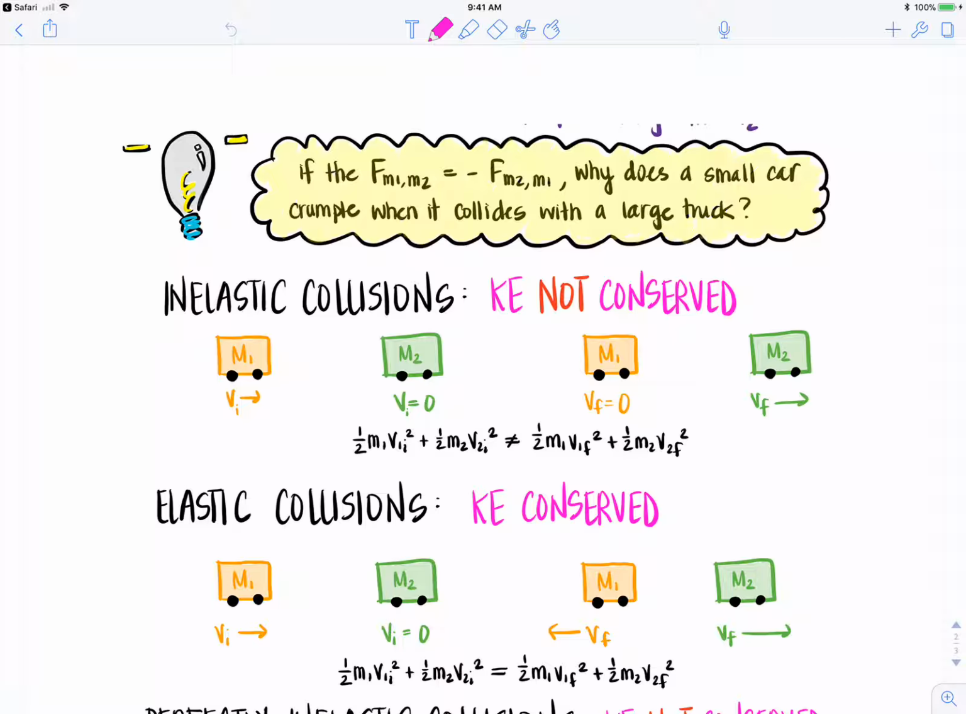One question that you can keep in the back of your mind as we discuss change in kinetic energy and collisions is: if the force on the truck by the car is equal and opposite to the force on the car by the truck, then why does a small car crumple when it collides with a large truck if they both experience the same impulse?